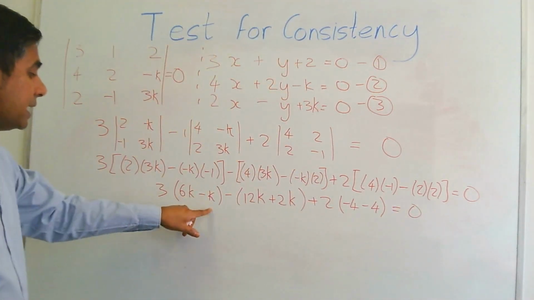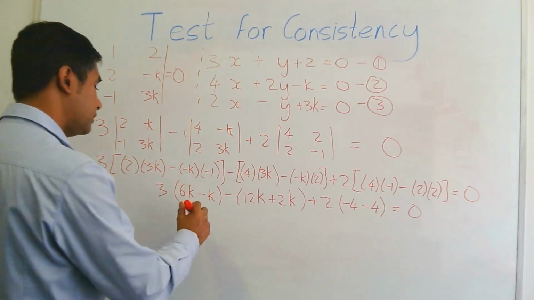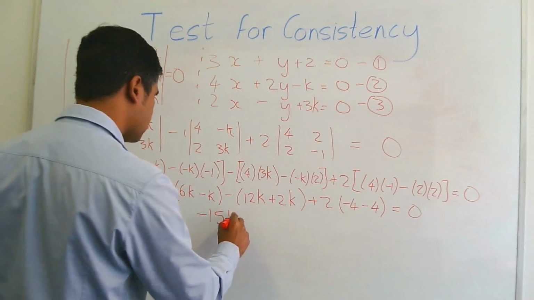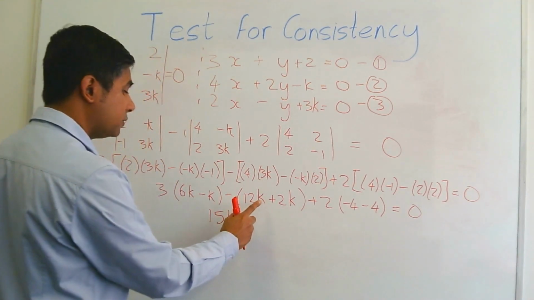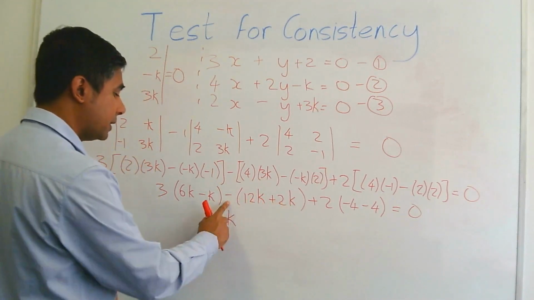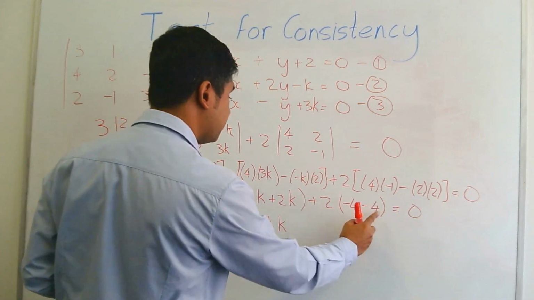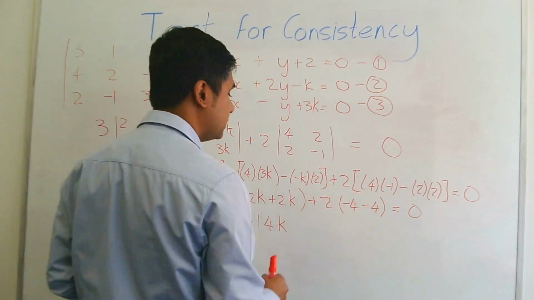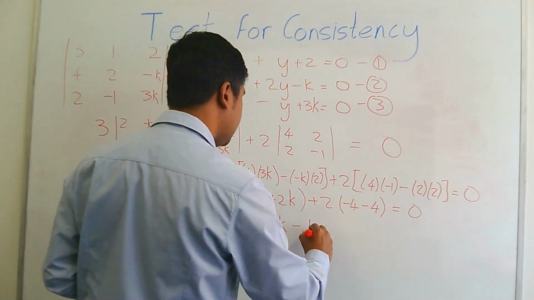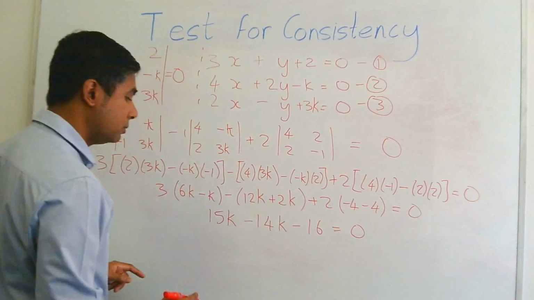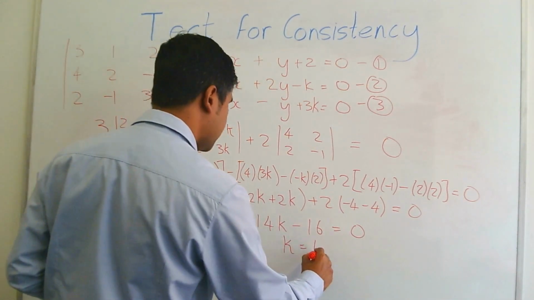So we have 6 minus 1, which is 5, times 3 is 15k. Then we have 12 plus 2 is 14, so we have minus 14k. And then we have minus 4 times minus 4, which is minus 16. Minus 8 times 2 is minus 16. That's equal to 0. And then 15 minus 14 is just k. So k is equal to 16.